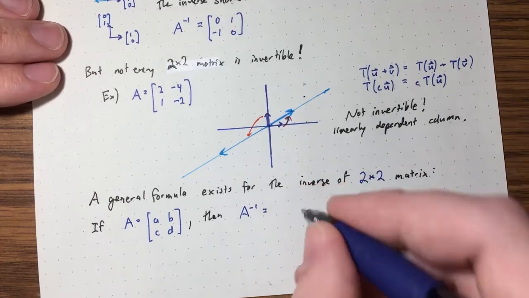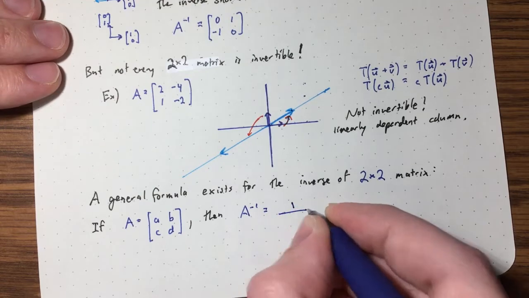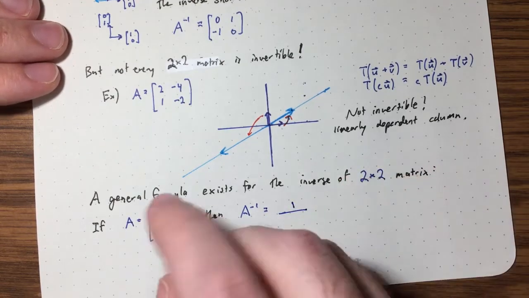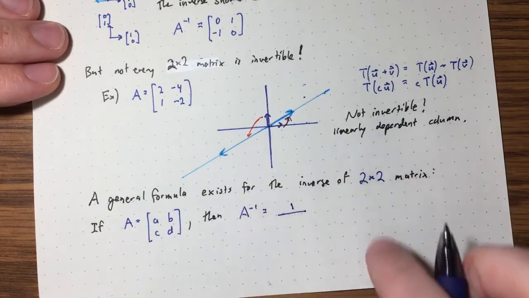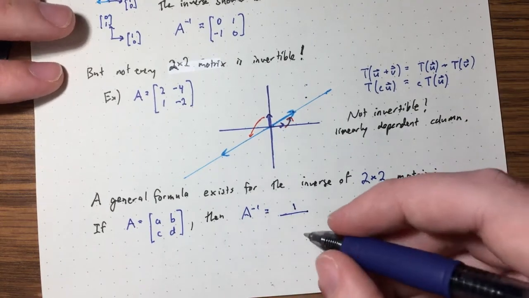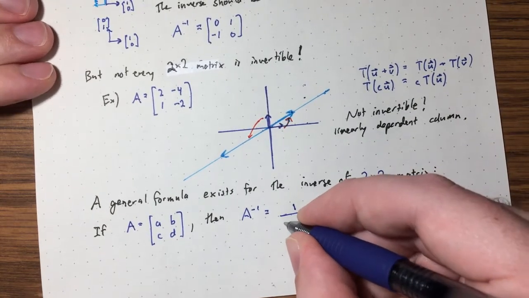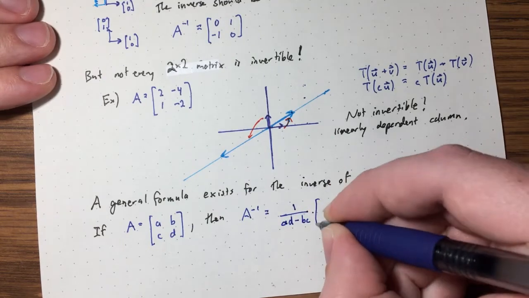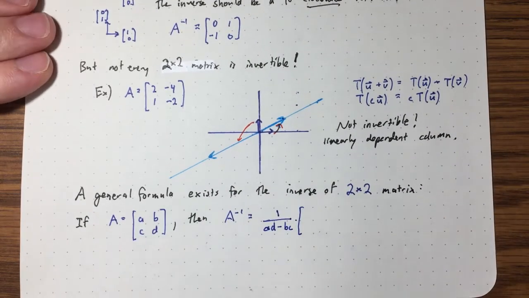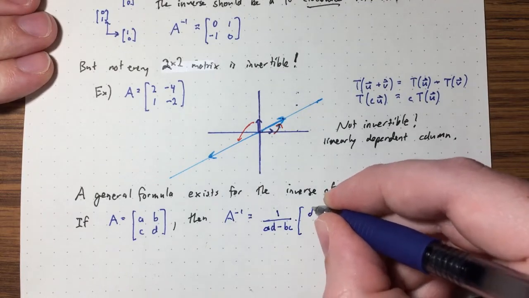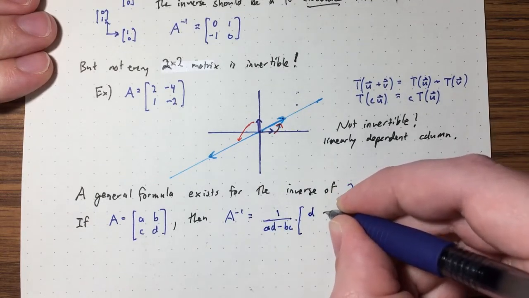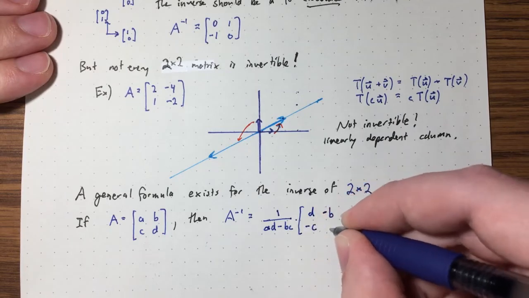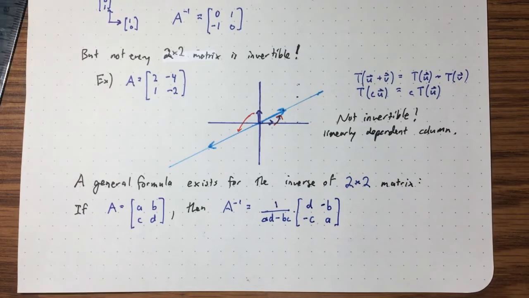Actually, I'll write it like this. I'm going to write a matrix with fractions in it, but all these fractions have the same denominator, which is AD minus BC. So I'm going to factor out a scalar, 1 over AD minus BC. And then what it looks like is D, minus B, minus C, and A, like that. So that's just a formula for the inverse.